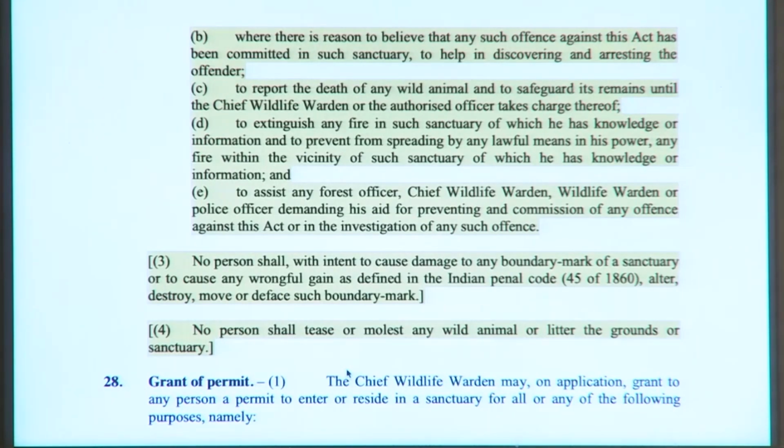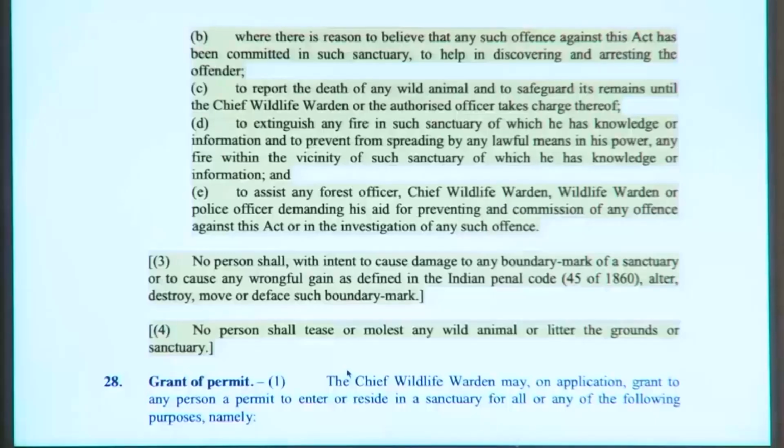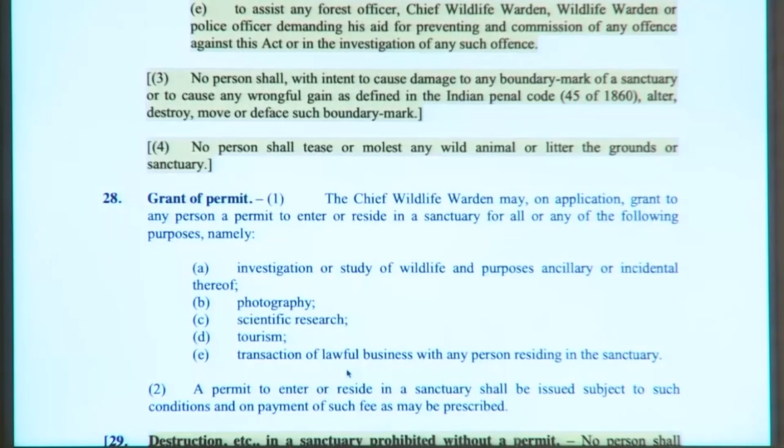So, even if you are getting a permit to enter a sanctuary, you also have certain duties that you have to be mindful of. Then it says, no person shall, with intent to cause damage to any boundary mark of a sanctuary or to cause any wrongful gain as defined in the IPC 45 of 1860, alter, destroy, move or deface boundary marks, and no person shall tease or molest any wild animal or litter the grounds of a sanctuary.